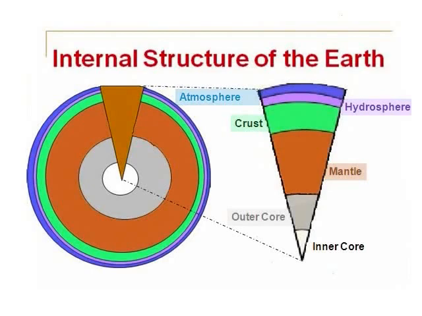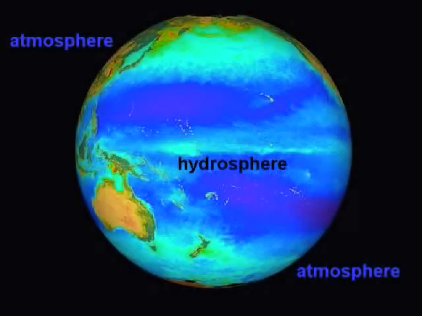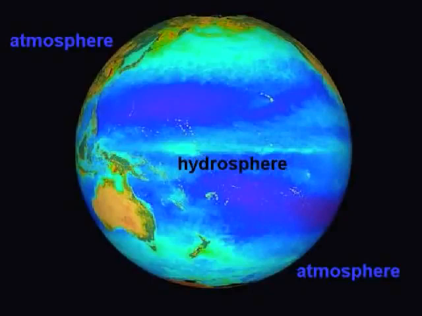Zone 5 is the hydrosphere, the ocean waters which covers most of the Earth's crust. Zone 6 is the atmosphere, which is the air. It goes from the surface of the continents and the surface of the ocean waters all the way up to about 100 miles into space.